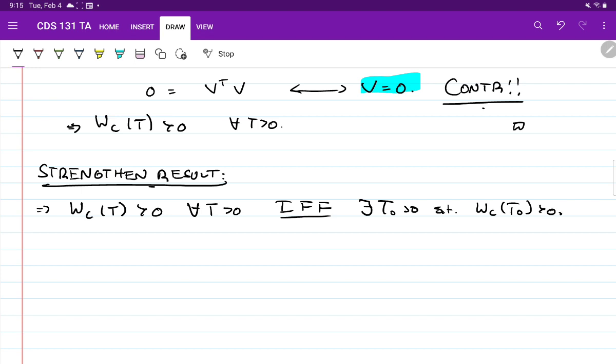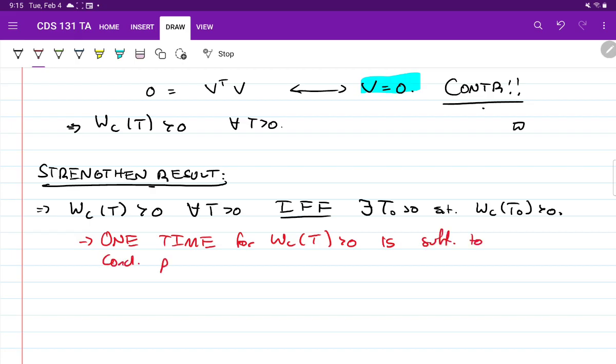So the amazing fact is that it's actually sufficient just to produce one time at which our controllability Gramian is positive definite. So one time for W_C of t positive definite is sufficient to conclude positive definite for all time.